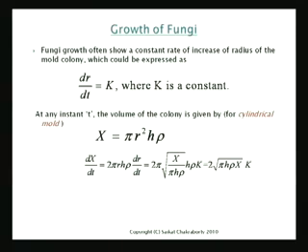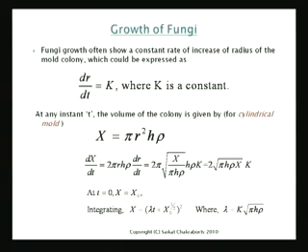Then you can simply go ahead and integrate this, and you will find out how the mold changes with time. So you assume that at the start the mold had a total weight of x naught, and then you can quickly integrate it, and you will get x as a function of time and x naught. It's a straightforward integration.